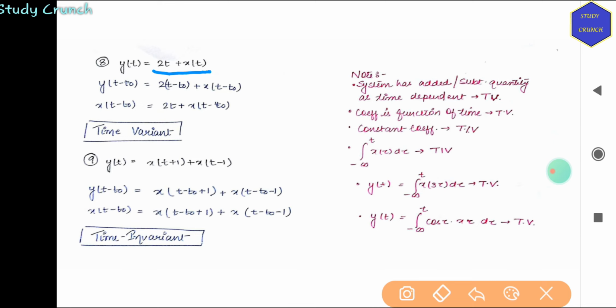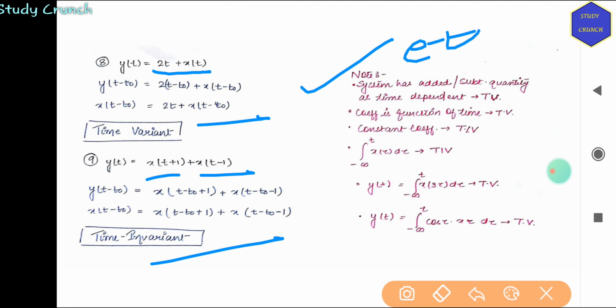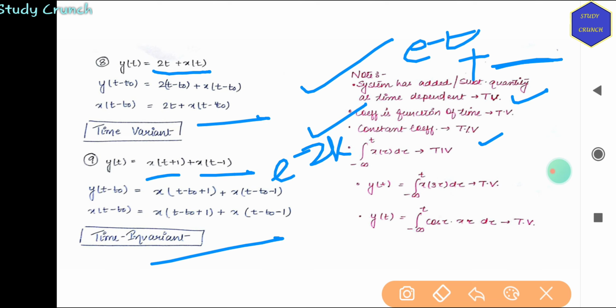y(t) equals 2t plus x(t). Again putting the values, it is time variant. x(t plus 1) and x(t minus 1) are time invariant when we solve it. So remember, when a system has an added or subtracted quantity which is time dependent, like e to the minus t plus any of the signal, it will be time variant. If we have a coefficient which is a function of time, it will also be time variant. If we have a coefficient which is constant, like e to the minus 2k as we saw earlier, it will be time invariant. Integration will be time invariant.